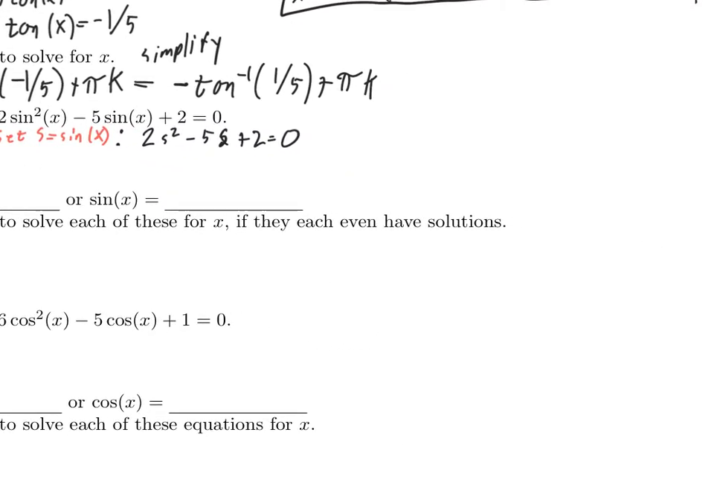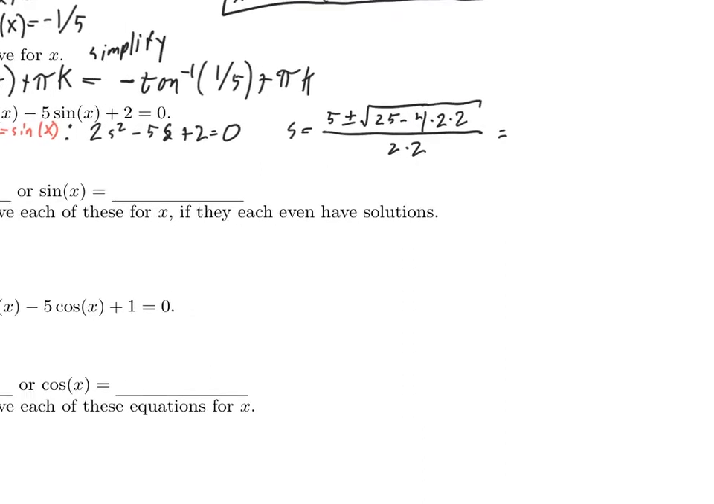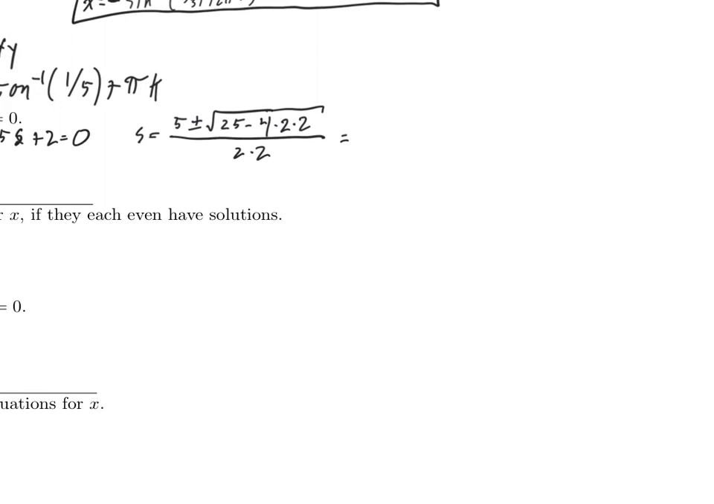You can factor it if you want. You can complete the square if you want. You can use the quadratic formula. I'll use the quadratic formula. So using the quadratic formula, we will get s equal to negative b plus or minus the square root of b squared minus 4 times a times c all over 2a. And, well, whenever you use the quadratic formula, the answer looks more complicated than it needs to. We can actually compute all this stuff.